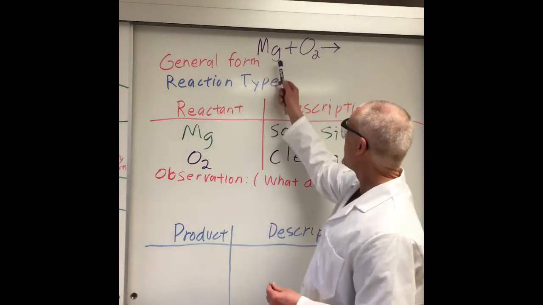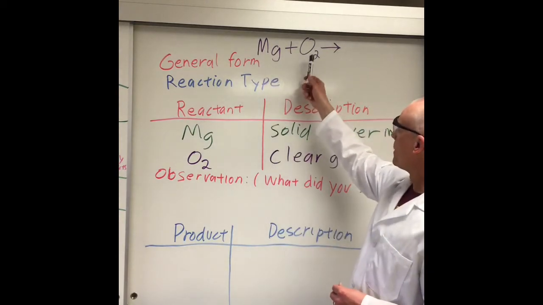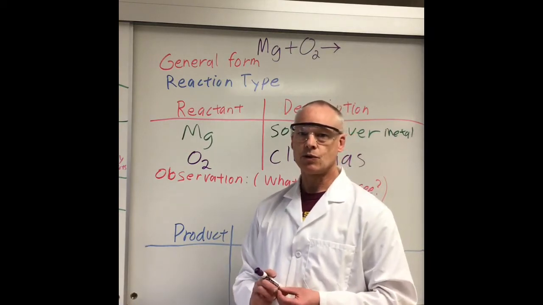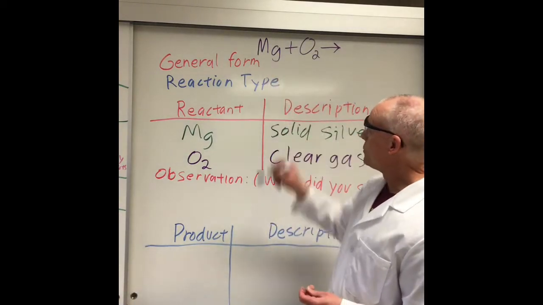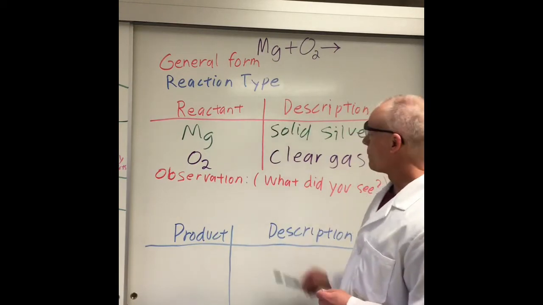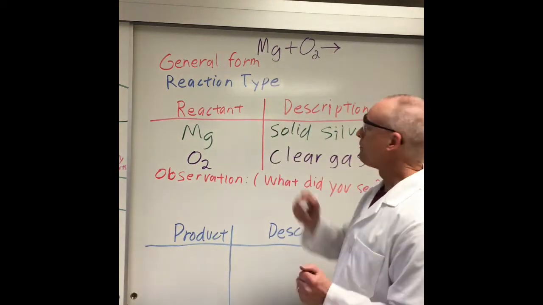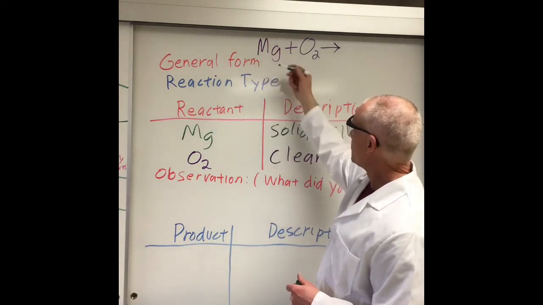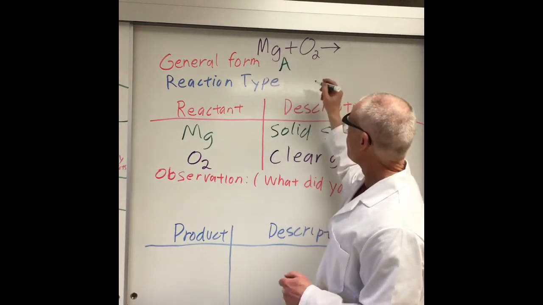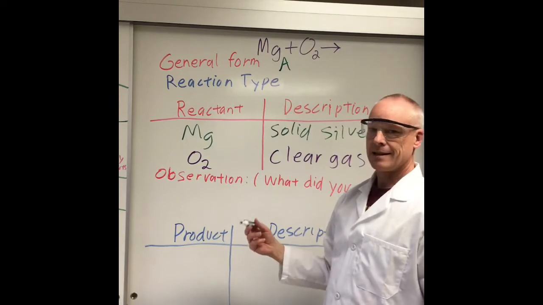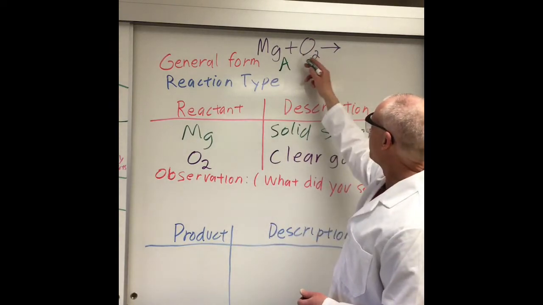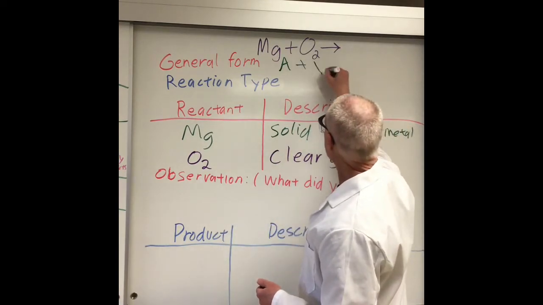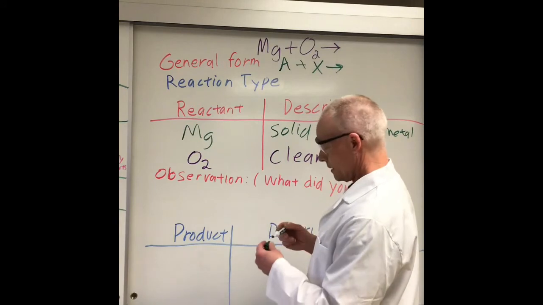So here is the reaction, Mg plus O2. Remember, oxygen is a diatomic element. When it's an element, it is diatomic, so it's O2. And magnesium is not, so it's just Mg. Let's take a look at the general form and see if we can figure out the reaction type. Magnesium is just an element, so we can call that A. It's just a single thing, so we put a single letter there. Oxygen, again just a single element, so we can do plus X. So A plus X is what we have.